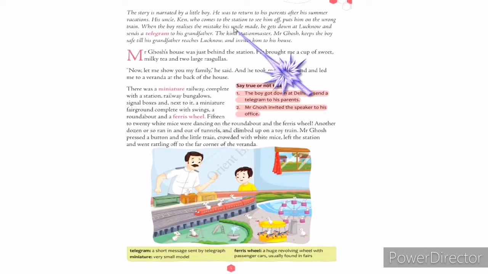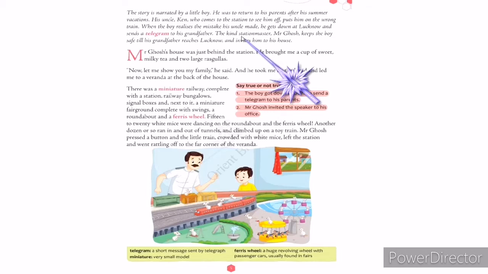A telegram means what? A short message sent by telegraph. Nowadays we have many other media to send a message, but at those times it was the telegram. It's a short message sent by telegraph. So the boy does so to his grandfather. Then what happens? As he has gone by train, he gets down at Lucknow. The station master is a person who helps the boy and keeps him safe, and the name of the station master is Mr. Ghosh.